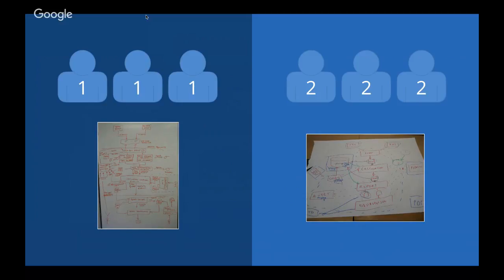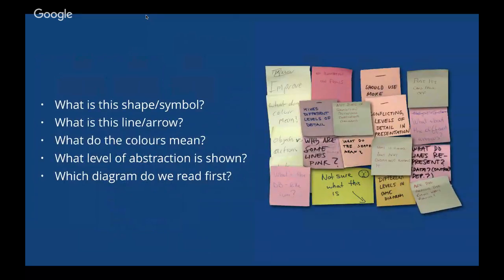And then once we've switched diagrams, I ask people to review the diagrams. And they often say things like, well, we don't really know what the diagrams are showing. We don't know what the shapes mean. We don't know what the arrows mean. We don't know what the color codings mean. We're not really sure what the boxes represent. And sometimes if a group is given a collection of diagrams, they're often unsure which diagram to read first.